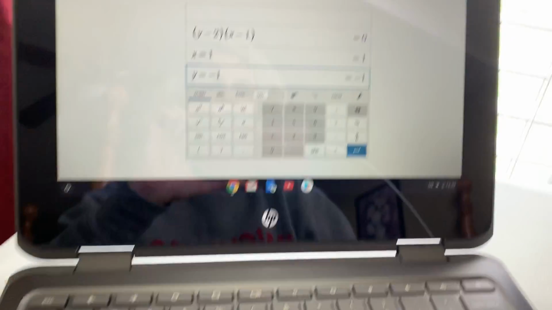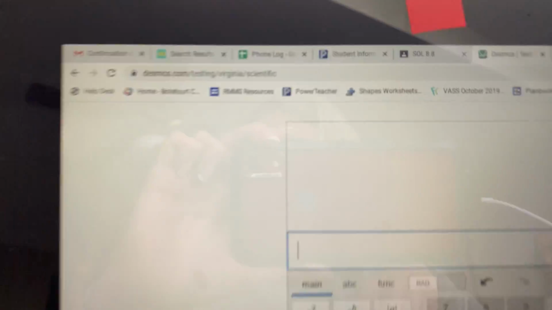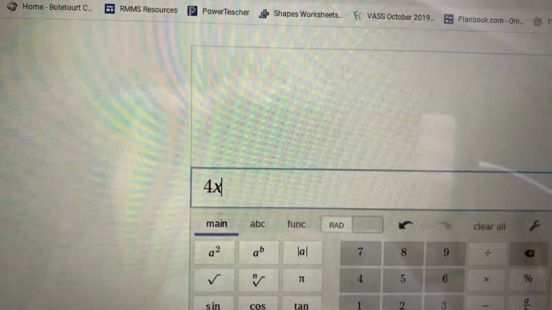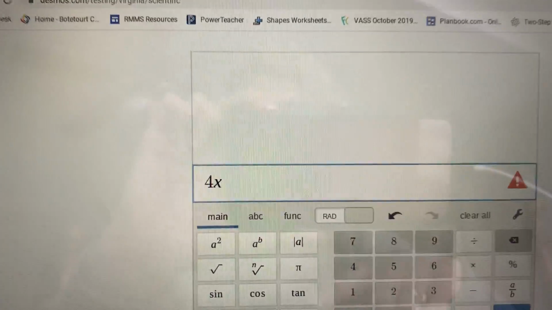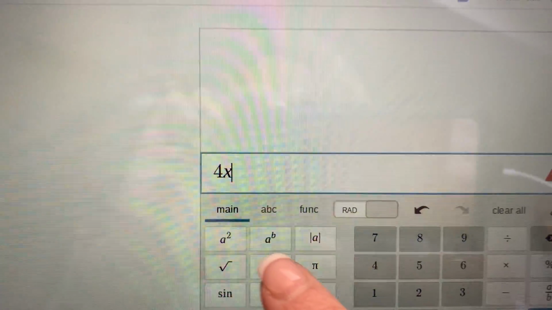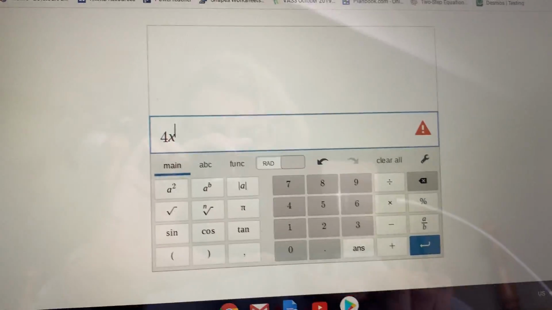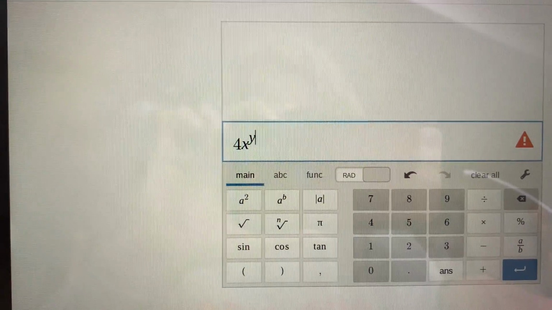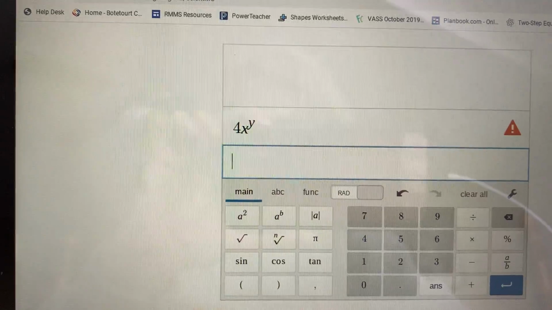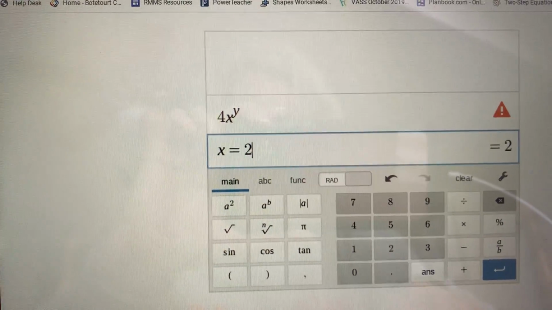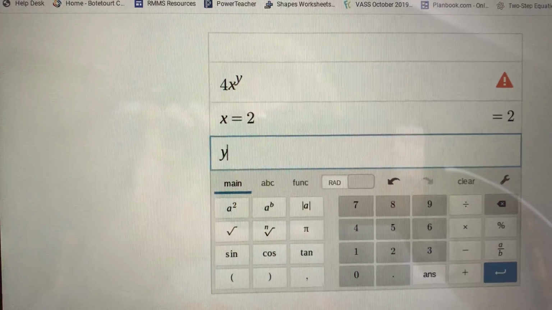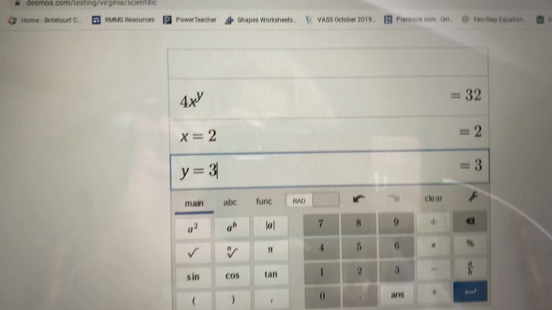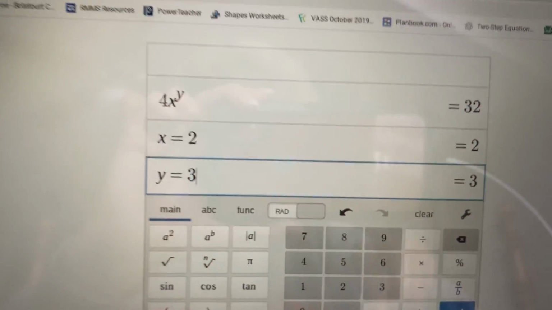Okay, number 5, we've got to clear all this out. On number 5, it says 4x, and then it says to the y power. Now, to the y power, you're going to press the button that says a to the b, and we're just going to type in the letter y. And now we're going to hit enter, and we're going to type in x equals 2, and y equals 3. And we can see that our answer is 32.